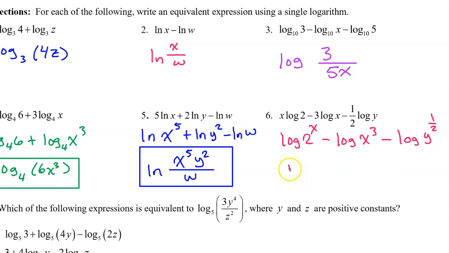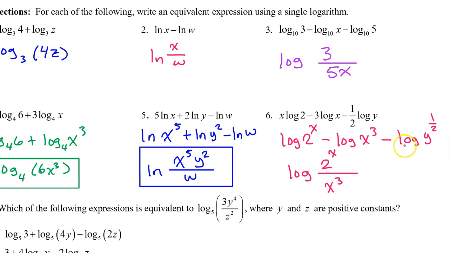So when we combine all 3 of those into a single log, the minuses tell me that we will have a quotient. The three terms will become three factors in this quotient. The first term is positive, so 2 to the x power will go to the numerator. The middle term is negative, so x to the third power will end up in the denominator.